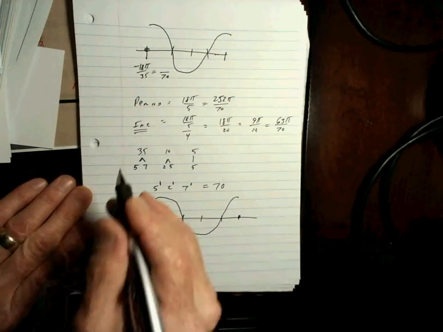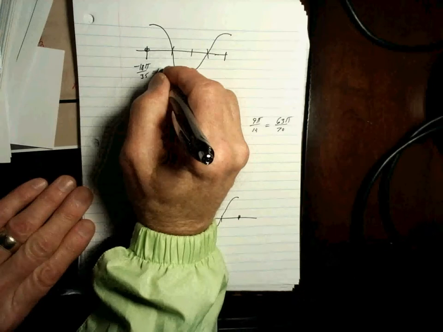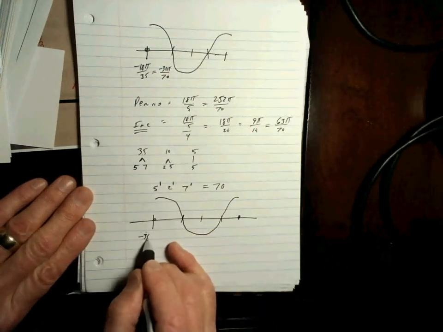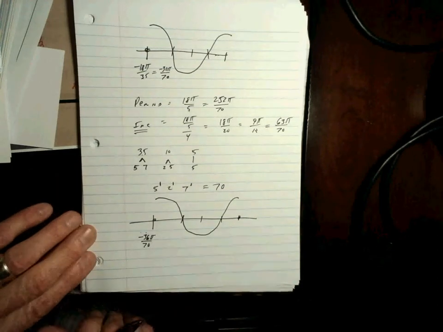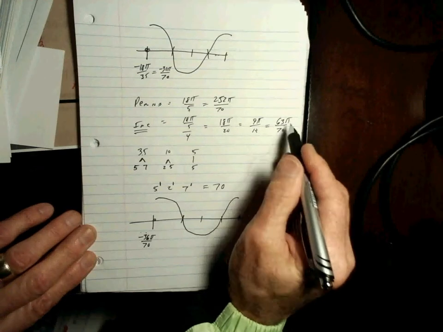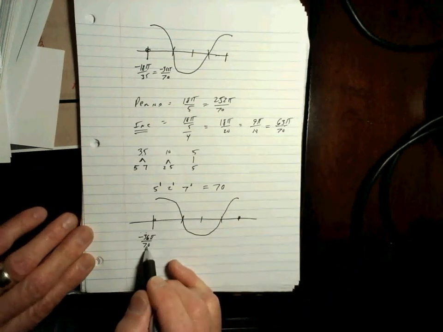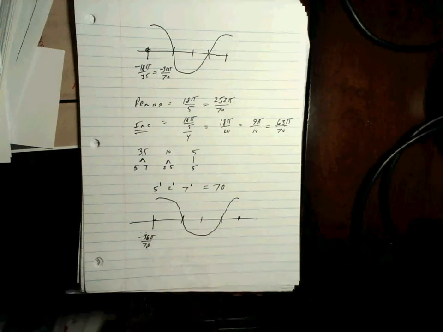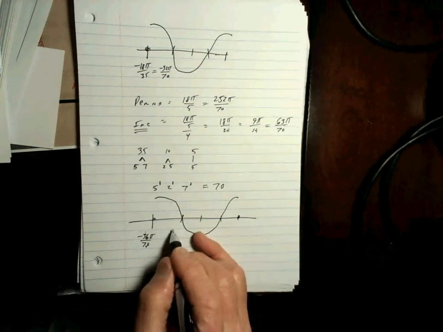I'm going to convert that also to denominator 70, making that a minus 36 pi over 70. So I'm going to begin this at negative 36 pi over 70. I'm going to add 63 pi over 70 to that, and that will give me my next value that I'm looking for. So if I take a negative 36 and add to that 63 pi, that will give me a total of 27 pi over 70.